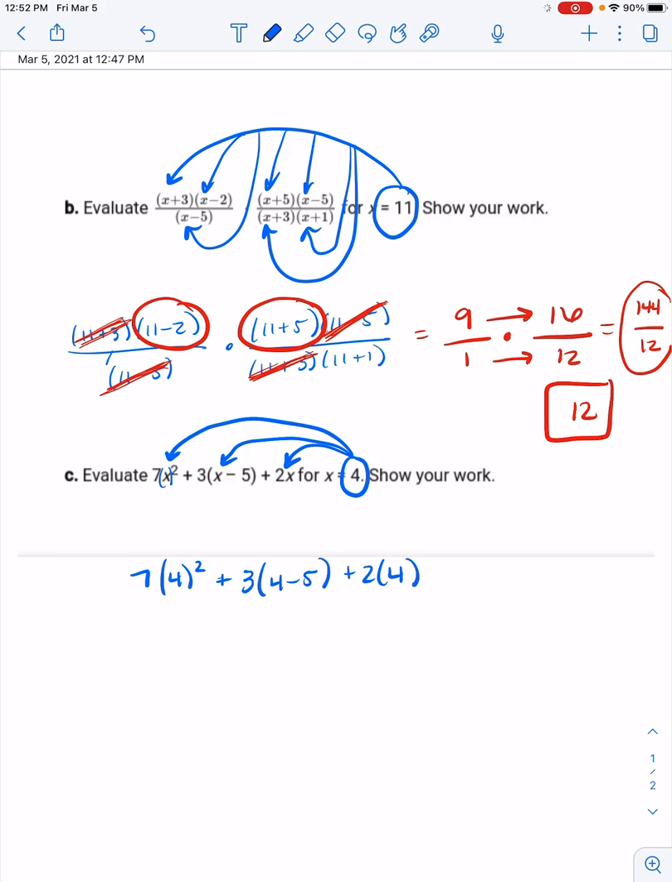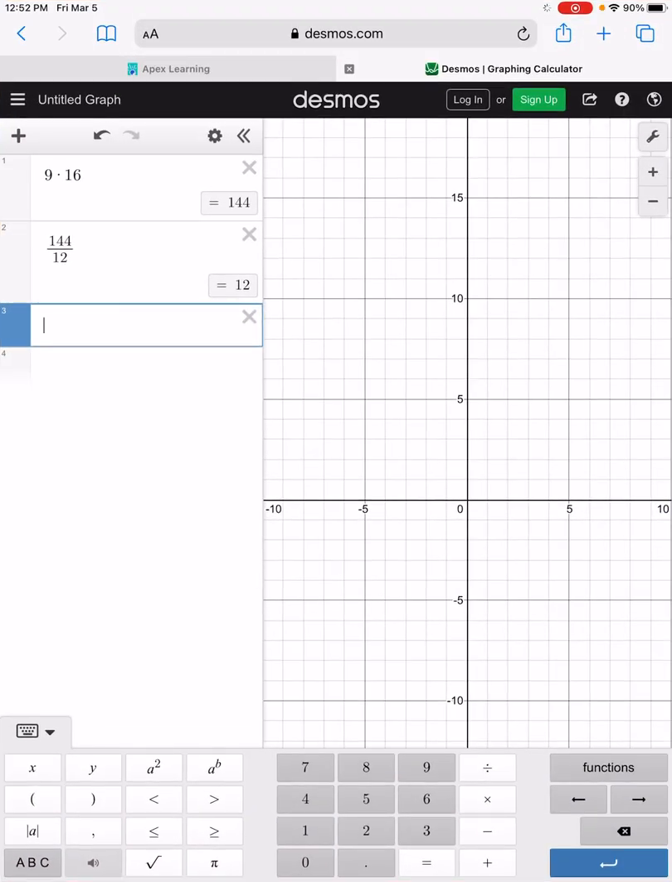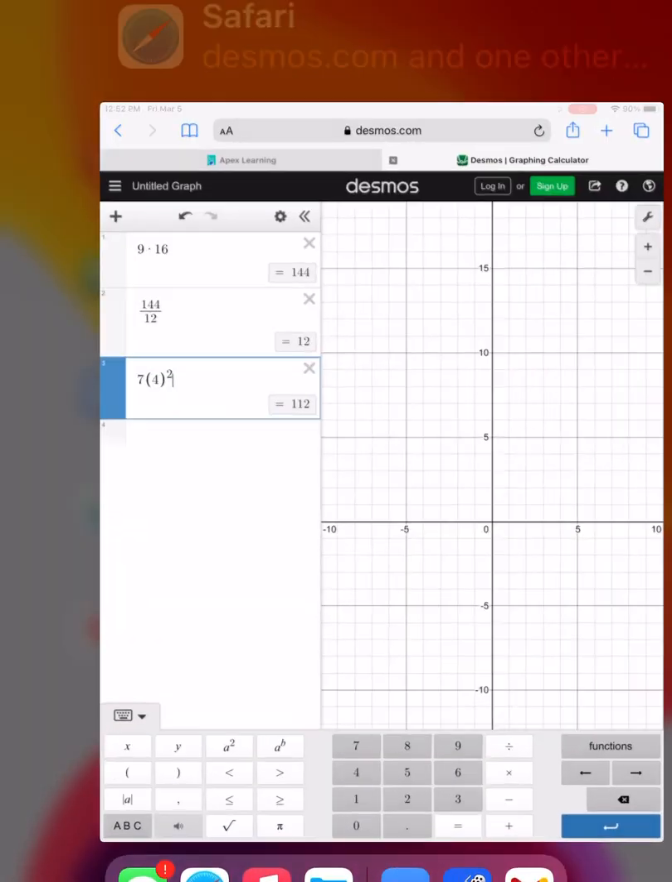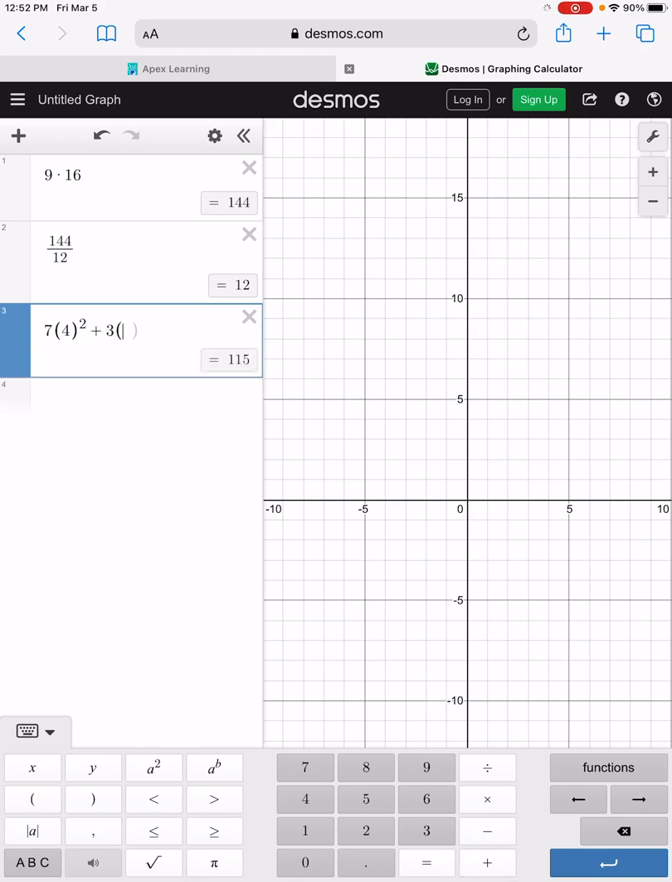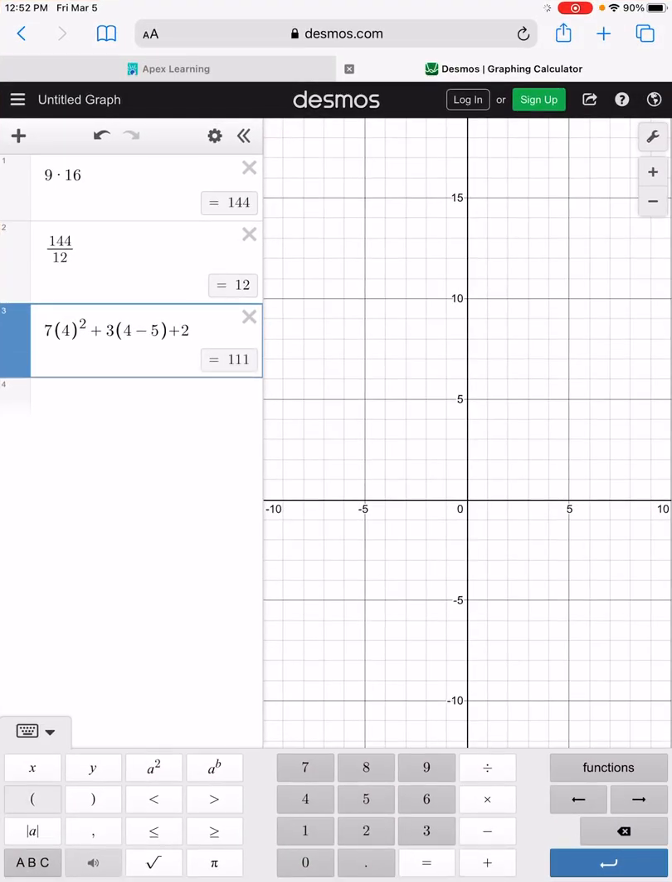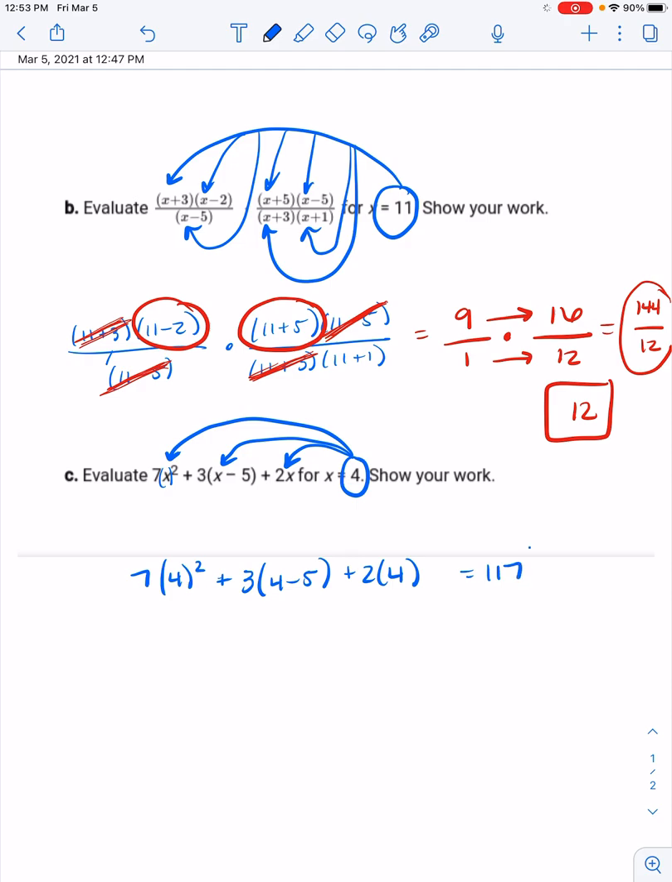Now, if you're very careful, you can enter it into the Desmos calculator just like that. So we're going to do 7, and then your parentheses are down here to the left. So parentheses, put a 4, end your parentheses. And then there's this squared button close to the parentheses, and that gives you an exponent. And then plus 3 parentheses 4 minus 5, end your parentheses. And then plus 2 parentheses 4. And it just tells you the answer, 117. And there you go.